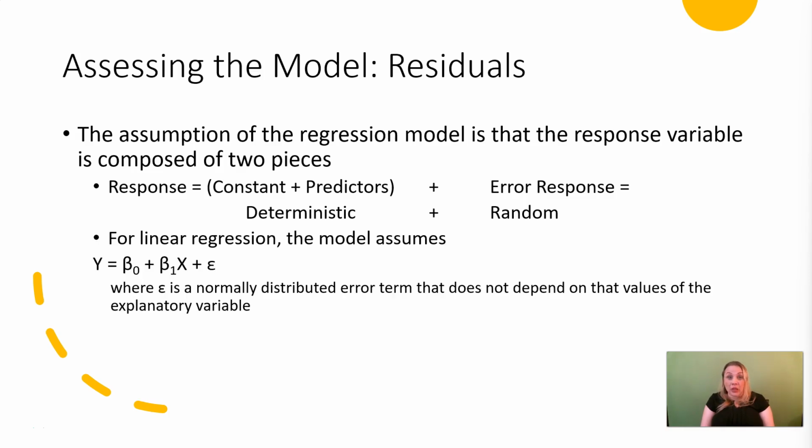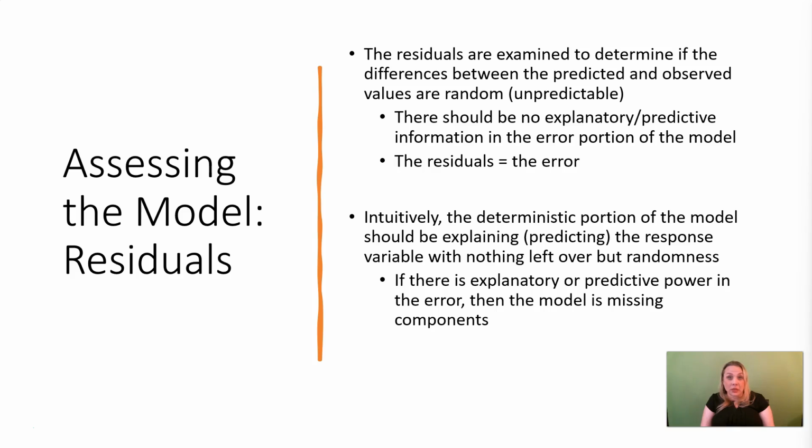be random, giving us the linear regression model of y equals beta naught plus beta 1x plus e, where e is our normally distributed error term, and it doesn't depend on any of the values in our explanatory variables. So when we look at our residuals, we're looking to see that there's not really any explanatory or predictive information in the error portion of the model, because the residuals really are supposed to be your error.